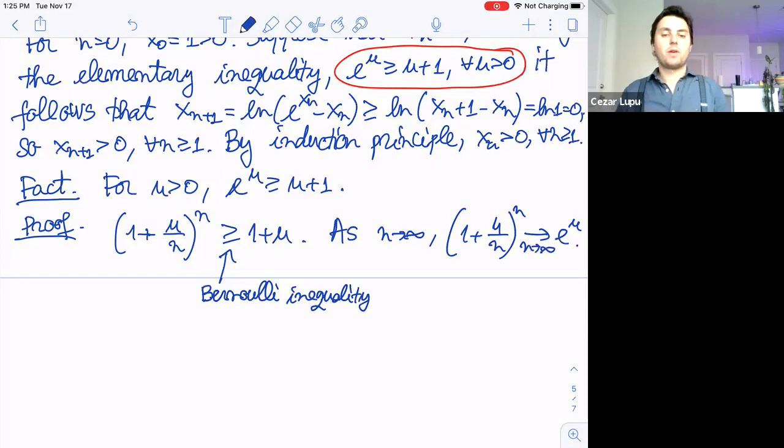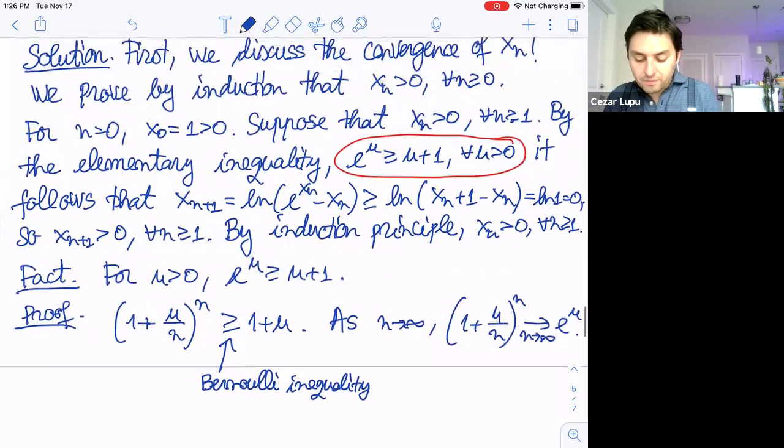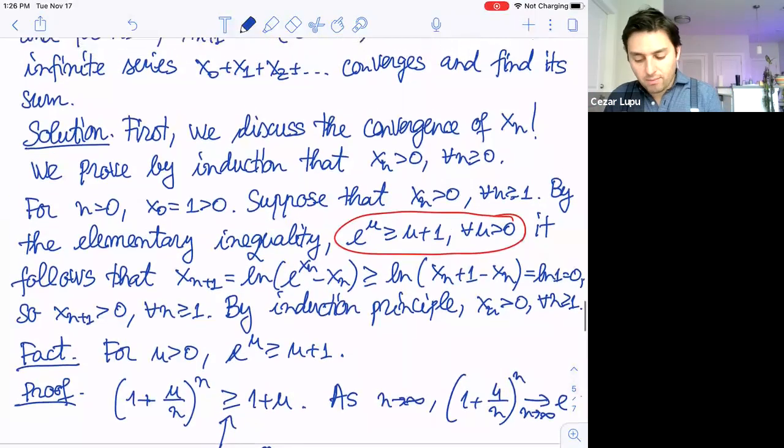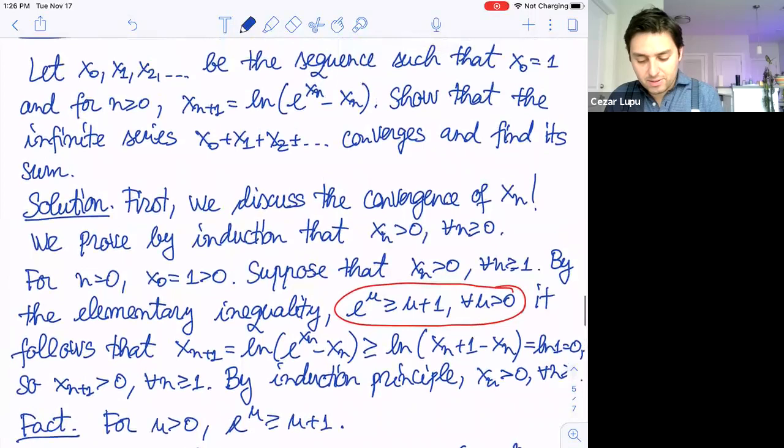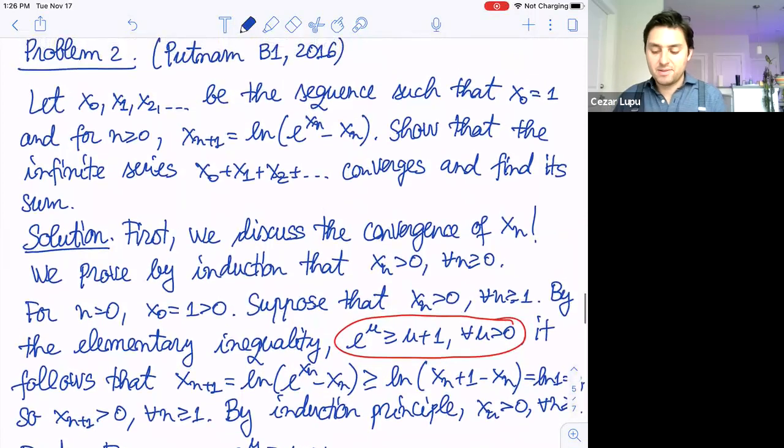And that's it, right? You have two quantities. The first quantity is greater or equal than the second one. You take the limit as n approaches infinity. So the inequality for the limits is preserved. So there you go, right? I hope it's clear.